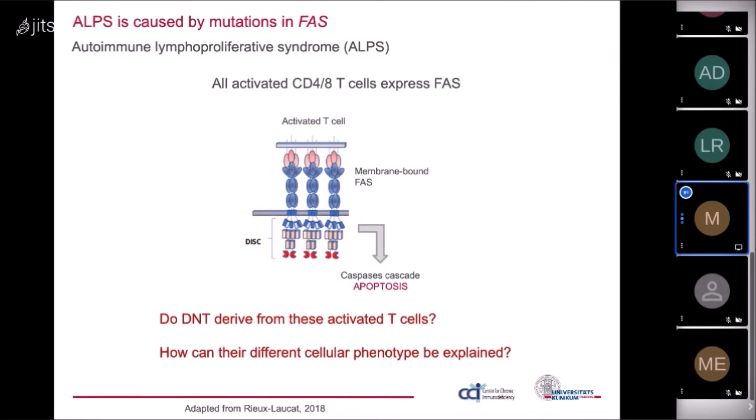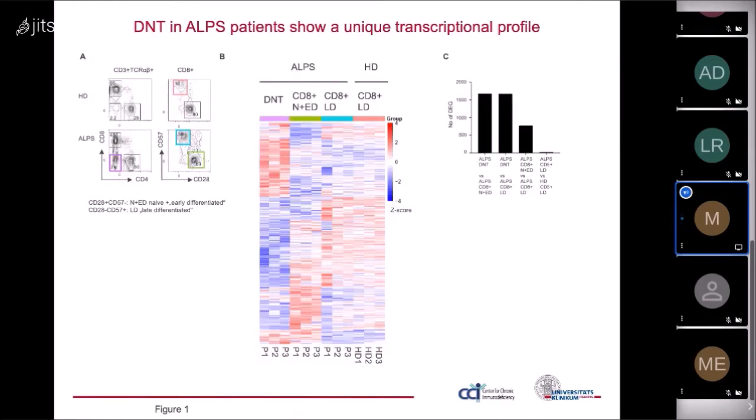We wanted to clarify the subject, and the first thing we did is to further characterize the population. So we sorted DNT from 3 ALPS patients, and we sorted also CD8 cells. On one side, naive and early differentiated, here CD28 positive and CD57 negative, and late differentiated CD8 cells, CD57 positive and CD28 negative. And we sorted also late differentiated CD8 cells of 3 healthy individuals. And we performed RNA sequencing analysis.